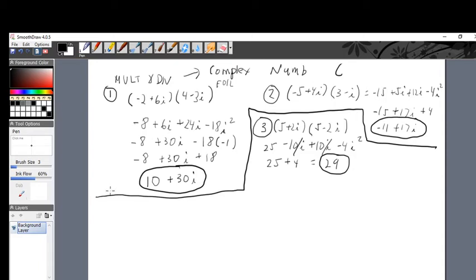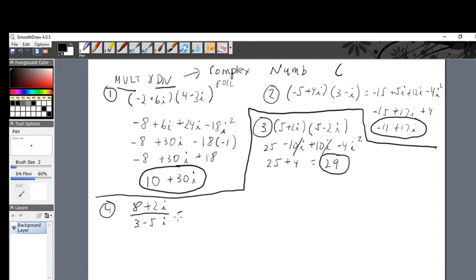Problem number 4 gets us to a situation where we now have to divide. We did multiplication of complex numbers. We're up to division of complex numbers. So what if you have 8 plus 2i divided by 3 minus 5i?